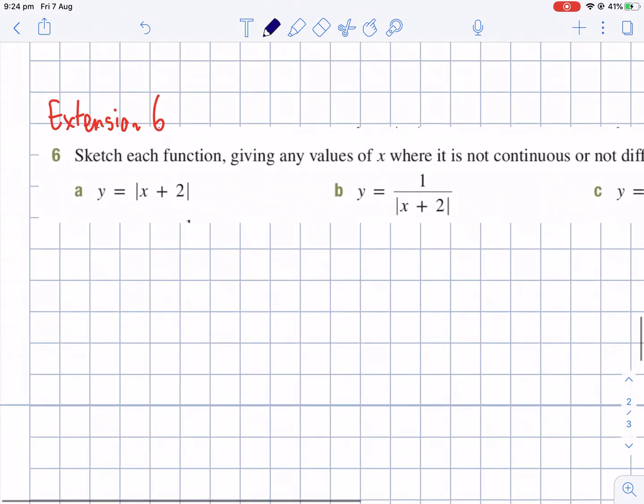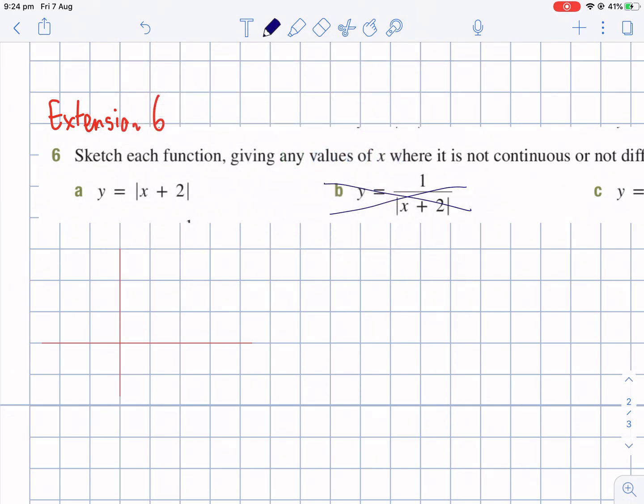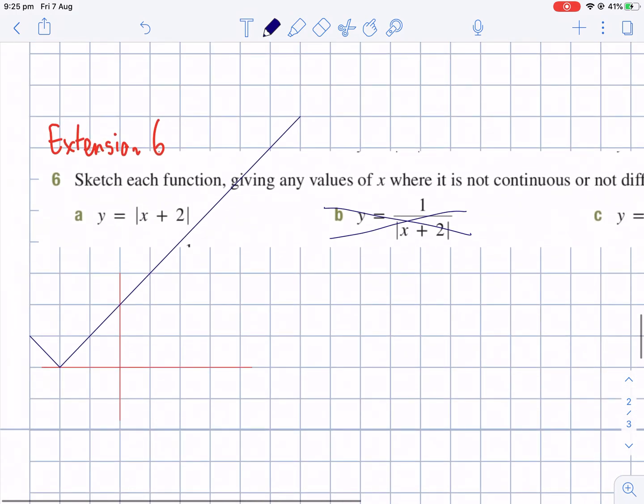All right, extension. You should be able to do this easily. I've only asked you to do A and C. Now, don't forget, when we're sketching absolute value functions, we sketch the positive of it. x plus 2 is just going to look like that. And it would also keep going down here, but every time it goes below the x-axis, you reflect it. So it's continuous everywhere.